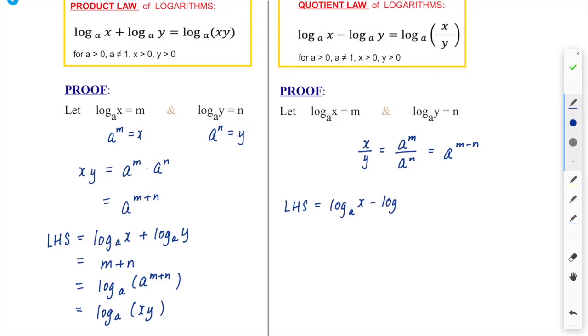All right, so the quotient law, left side says log x base a minus log y base a. This is the same as saying m minus n. Let's write this as a log of base a. Then I have the equivalent expression of this, which means that log of base a for x over y. Thus proven.